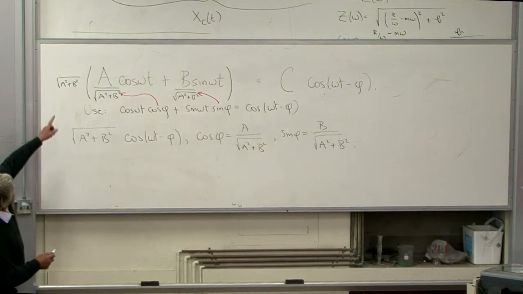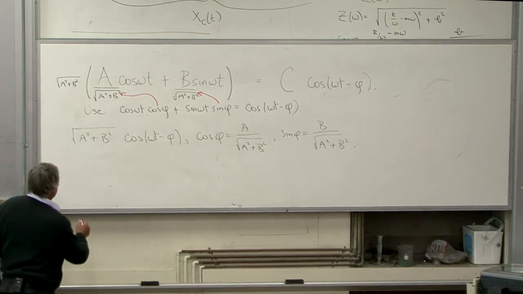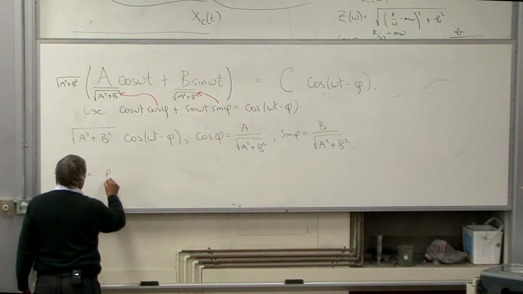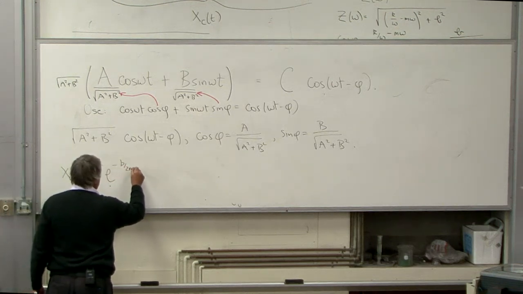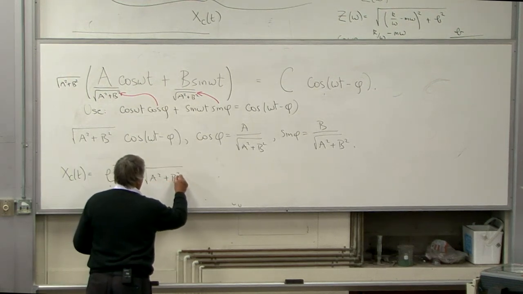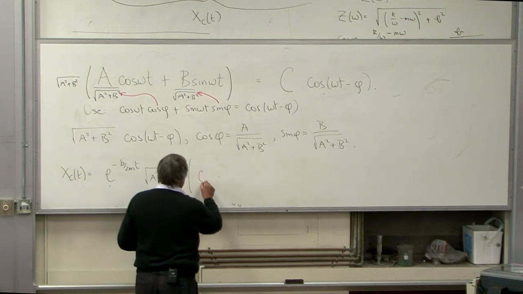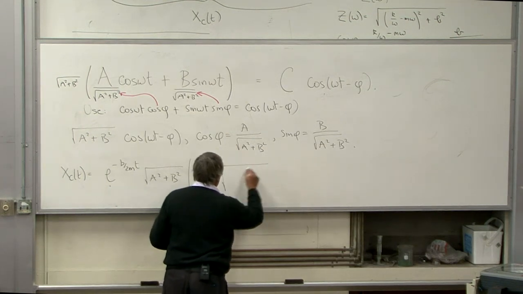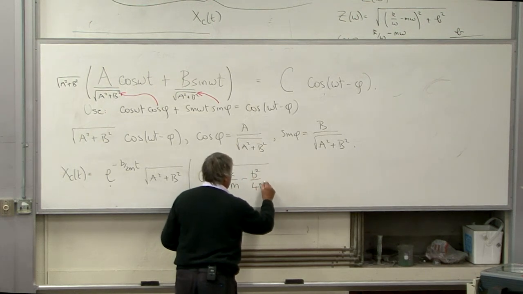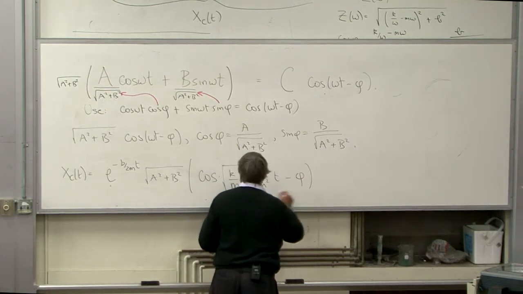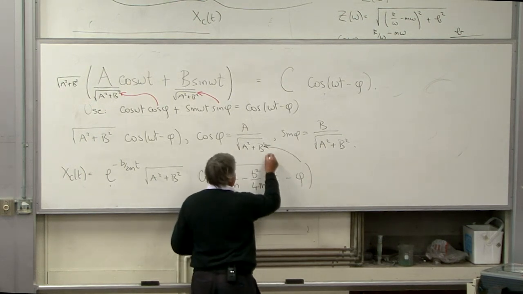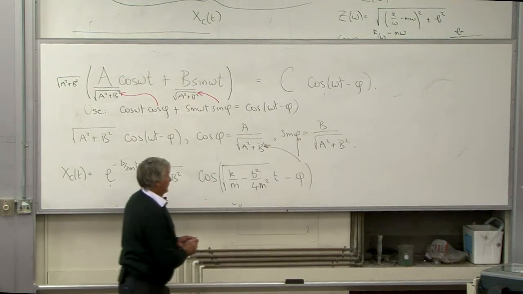Now, in our example of the complementary function, the x_c of t can be simply written as e to the minus b over 2m t, times the square root of a squared plus b squared, times cosine of (root of k over m minus b squared over 4m squared) t minus phi, where cos phi is this and sine phi is that.